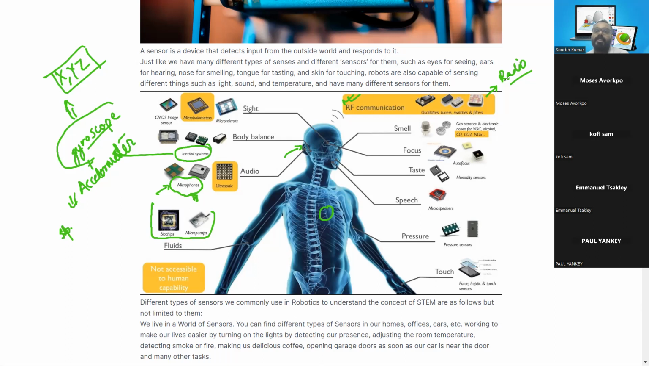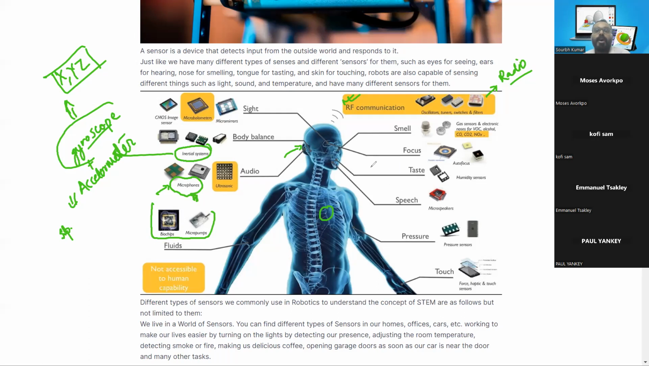RF communication is made up of small oscillators, tuners, switches, and filters combined. We will learn to build RF communication for one of the remote controllers in our training program as well, to further communicate with our robotics device.